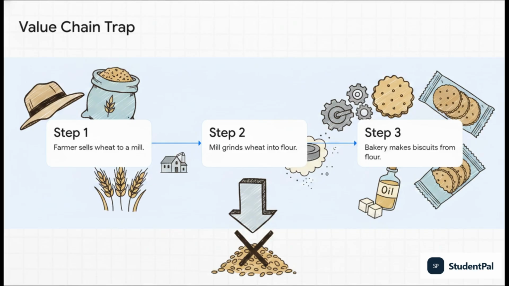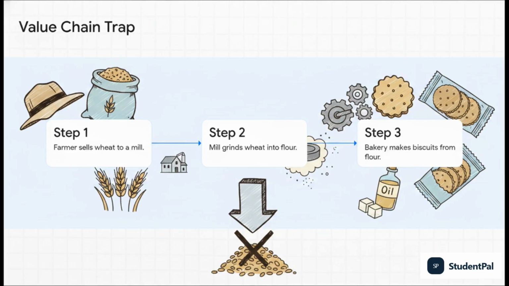But there is a huge trap here. Imagine this chain of production. Step 1, a farmer grows wheat and sells it to a flour mill for 20 rupees a kilo. Step 2, the mill grinds that wheat into flour and sells it to a biscuit company. Step 3, the bakery uses that flour, adds sugar and oil, and makes a final packet of biscuits to sell to consumers.